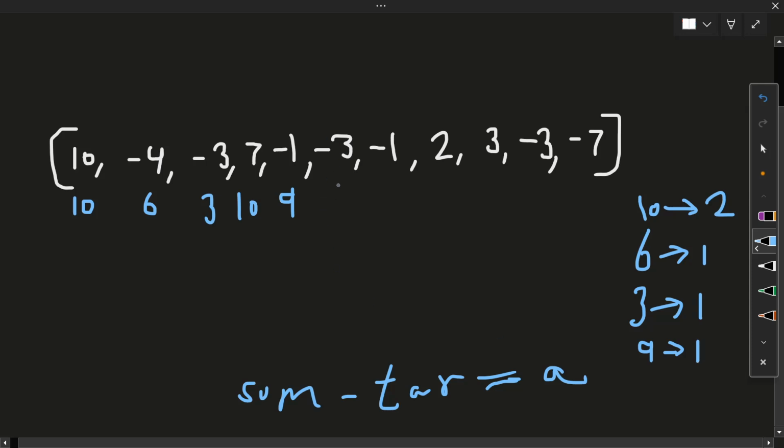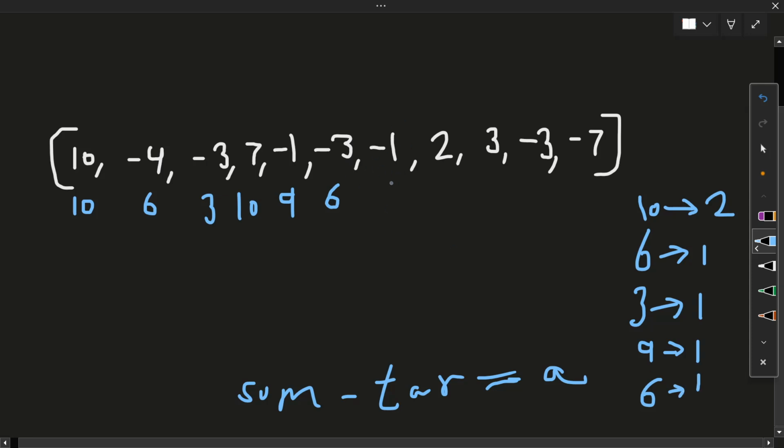Next we have minus 3. If I subtract 3, the value will become 6. So 6 minus minus 5, which means 11. 11 is not there. So just push the 6 with the corresponding frequency.